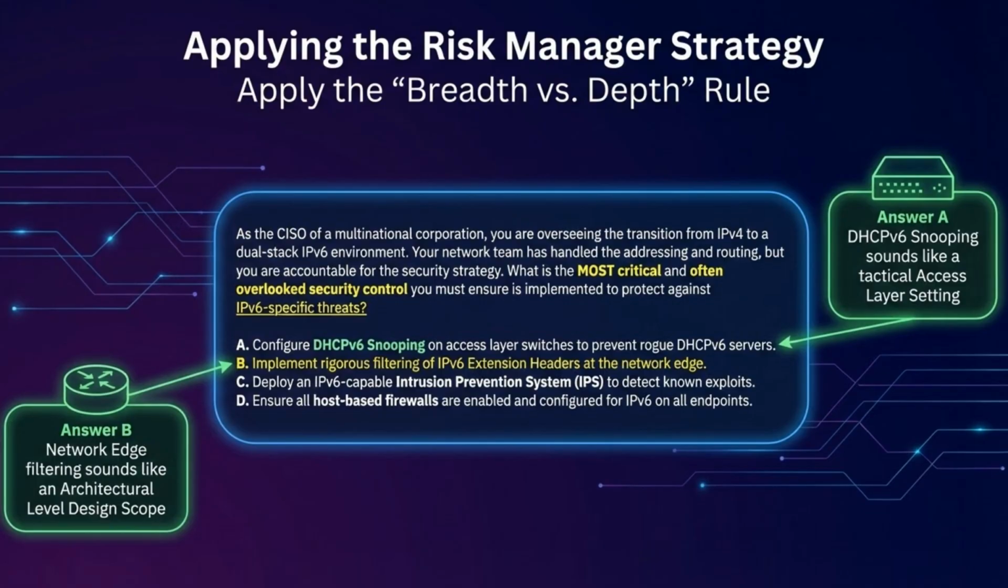Number 1. Discarding the business as usual. If an answer is just, do what we did in IPv4 like IPS or firewalls, it's probably not the IPv6 specific answer they are looking for. Number 2. Looking for protocol architecture. The exam loves answers that deal with how a protocol is built, in other words, architecture-level controls. Extension headers are a core part of the IPv6 engine. Number 3. Choosing the hardest, most comprehensive remaining answer. Configuring a switch, A, is easier than defining a global filtering strategy for headers, B. The most critical answer is often the one that requires the most strategic oversight.